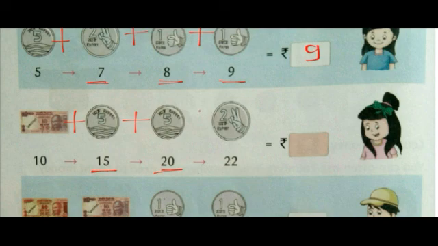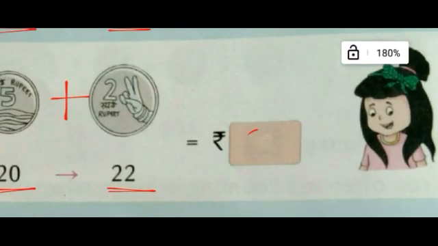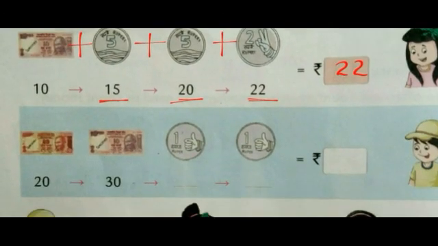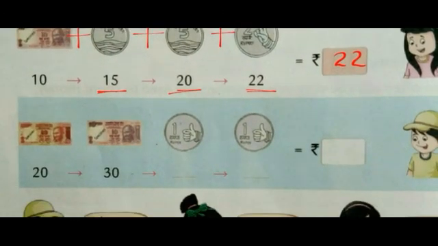20 plus 2 will give you 22 rupees. So total amount is 22 here. Okay, so we have written it like this. See? Okay. Now, one more.